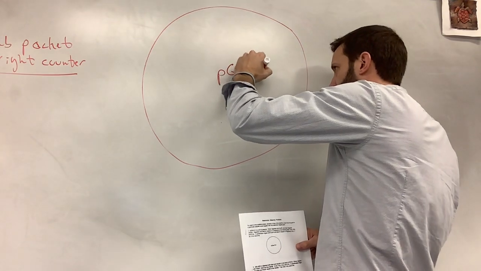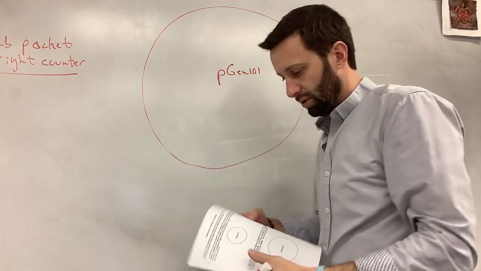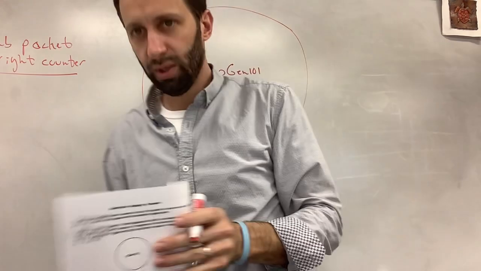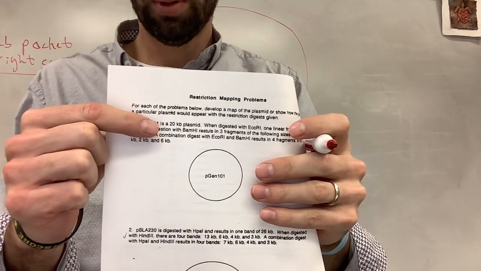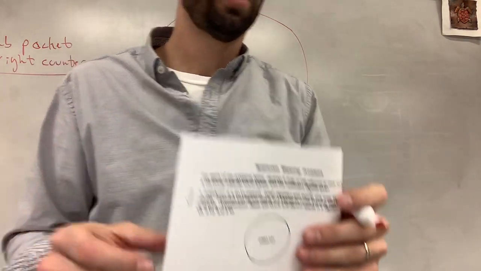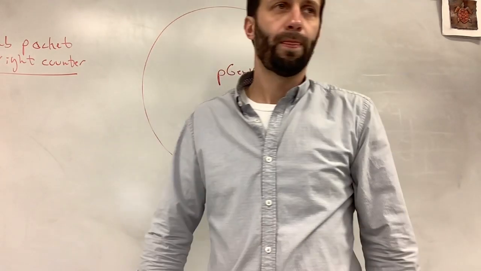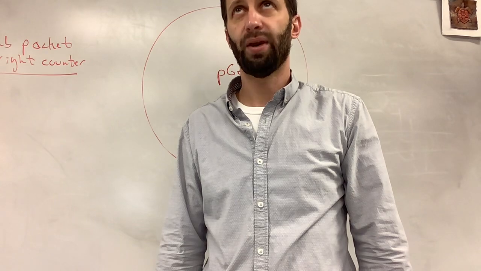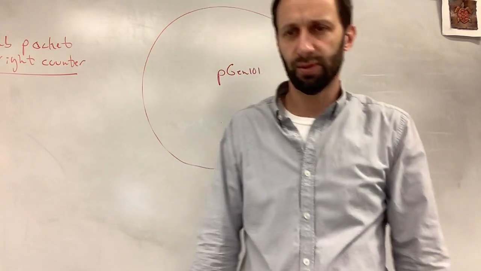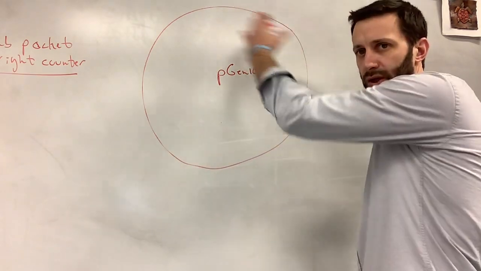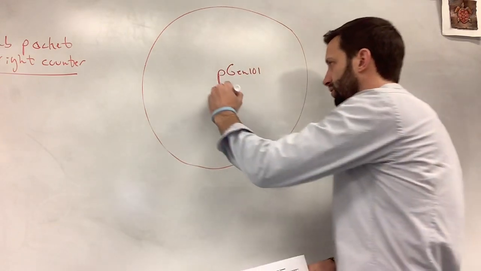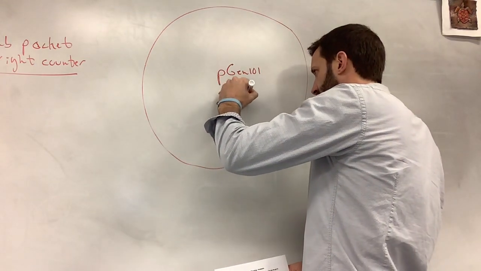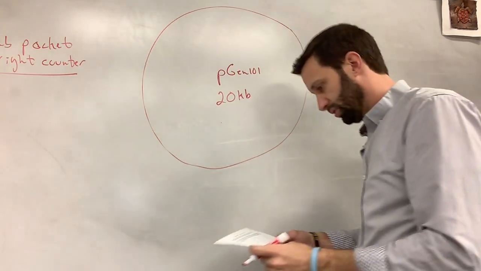pGen101. So this is a plasmid, okay? And it's a 20 kilobase pair plasmid. 20 kb, kilobase pairs. What are base pairs? A's, T's, C's, and G's. So there's 20,000 base pairs in it. That's how big this plasmid is, okay? Big. Lots of base pairs. So we'll say 20 kb. Okay, so that's what we know about it so far.